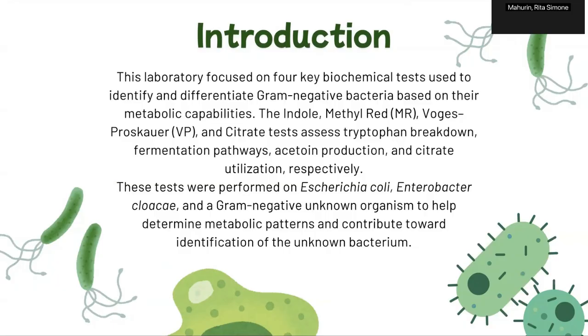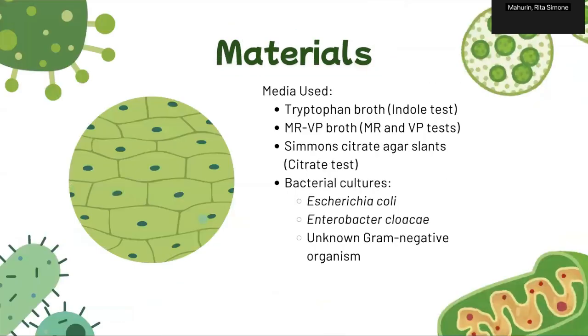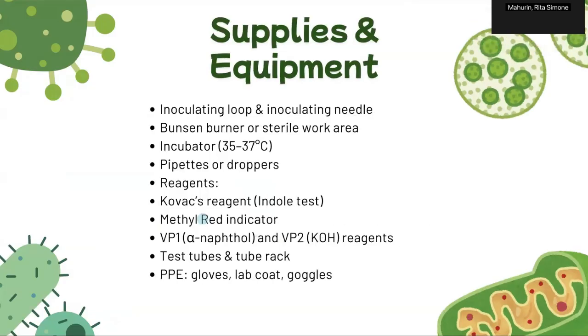These tests were performed on E. coli, E. cloacae, and a gram-negative unknown organism to help determine metabolic patterns and contribute toward identification of the unknown bacterium. The media we used were the tryptophan broth for the indole test, the MRVP broth for the MR and VP tests, the Simmons citrate agar slants for the citrate test, and the bacterial cultures included the E. coli, the E. cloacae, and then our unknown gram-negative organism.